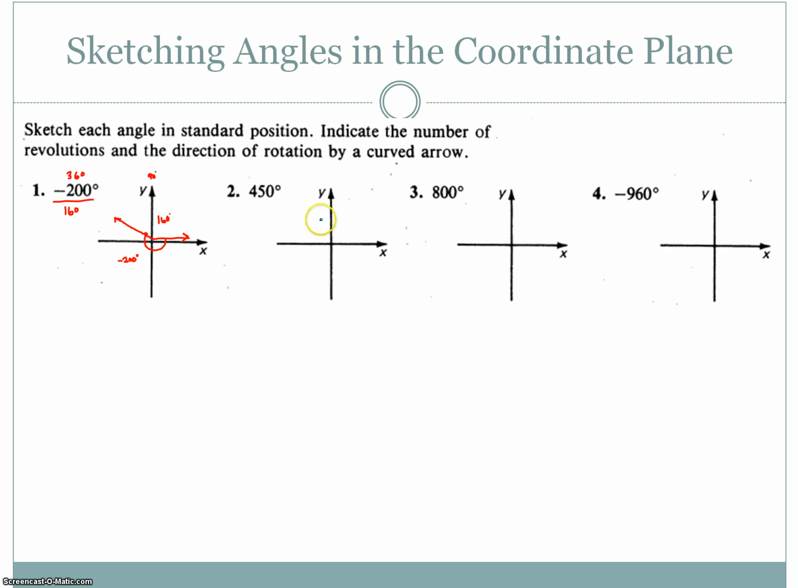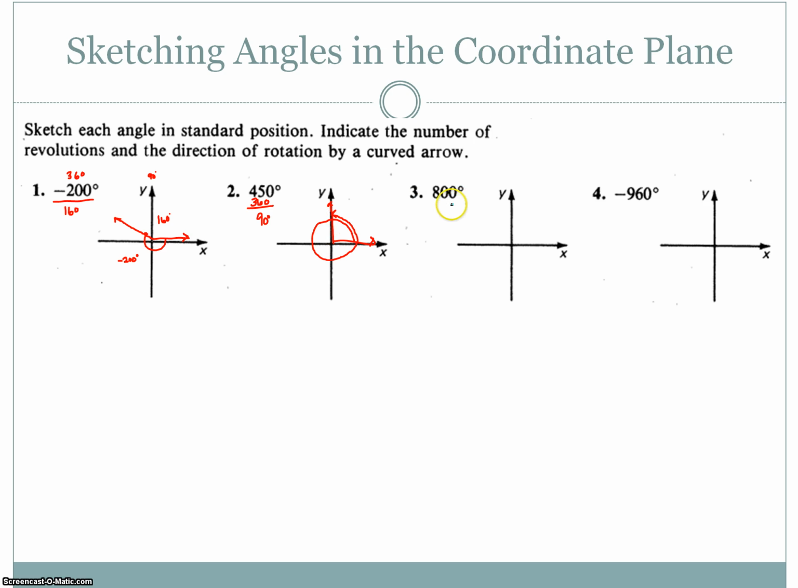Now if you look at the next one, in this case we've got 450. Now 450 is more than 360, which means we went more than a full circle around. So to figure out how much more we went around, we can subtract 360, and that leaves us with 90, which means we started here on the initial side. We went counterclockwise a full 360, and then we went 90 more. And this is the terminal side right here.